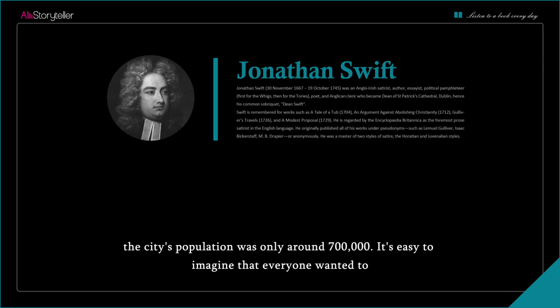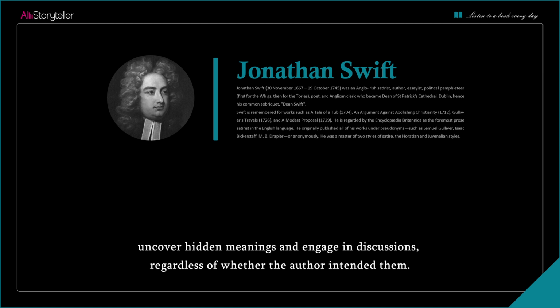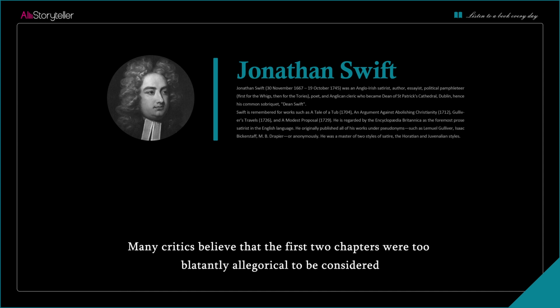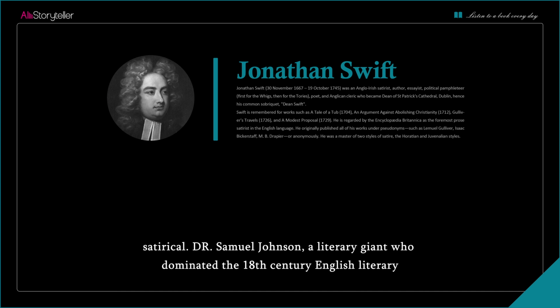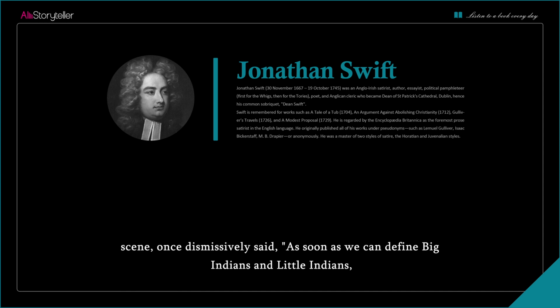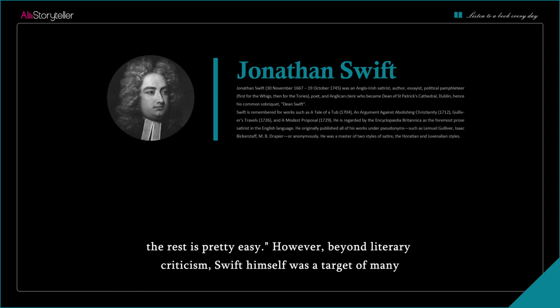It's easy to imagine that everyone wanted to uncover hidden meanings and engage in discussions, regardless of whether the author intended them. Many critics believe that the first two chapters were too blatantly allegorical to be considered satirical. Dr. Samuel Johnson, a literary giant who dominated the 18th century English literary scene, once dismissively said, "As soon as we can define big endians and little endians, the rest is pretty easy."